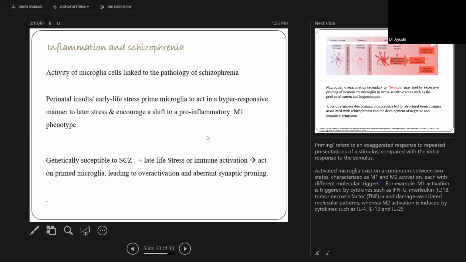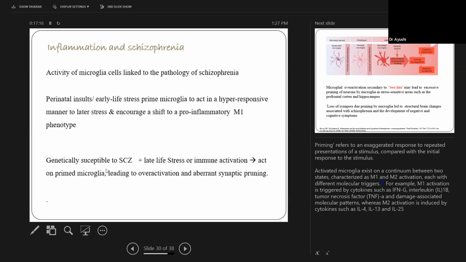Inflammation and schizophrenia. The activity of microglial cells is linked to the pathology of schizophrenia. Perinatal insults or early life stress prime this microglia to act in a hyper-responsive manner to later stress and encourage a shift to a pro-inflammatory M1 phenotype. Basically, microglia exist in two phenotypes, M1 and M2. M1 is pro-inflammatory and M2 is anti-inflammatory. So when there is perinatal insult or early life stress, the microglia are primed and they get shifted to a pro-inflammatory M1 subtype.